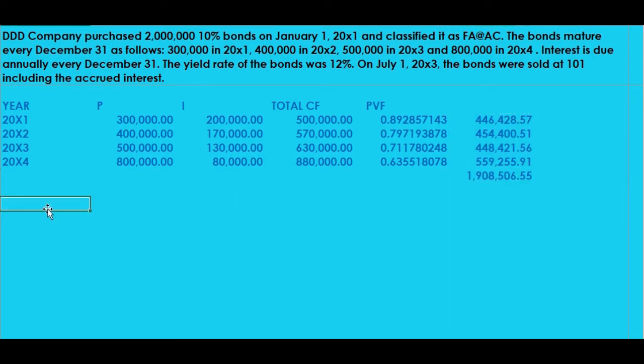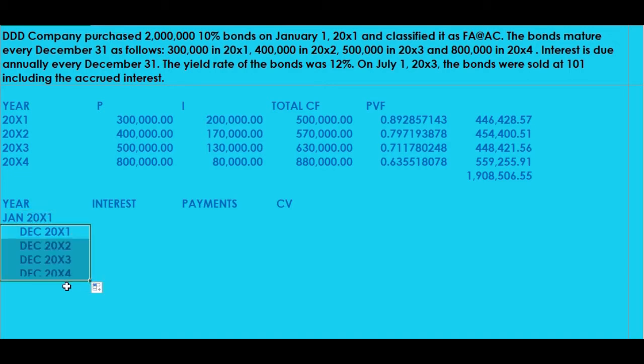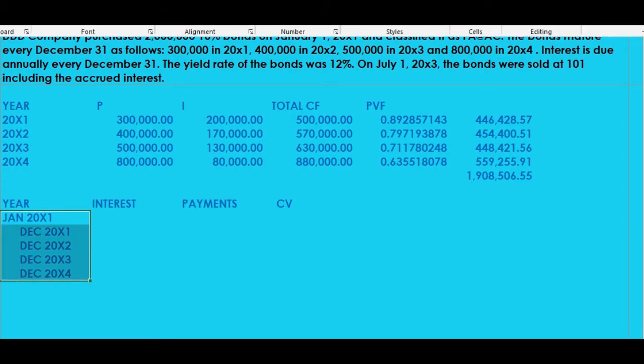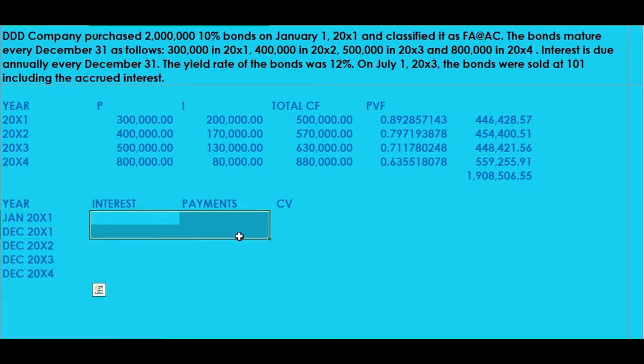So, ang next na lang natin gagawin is for us to compute or to prepare the amortization table. This is our year. This will be our interest. This is going to be the payments. And this is going to be the carrying value. And this will be the amounts ng January 20x1, then December 20x1, hanggang 20x4, I mean. Okay, so yun.